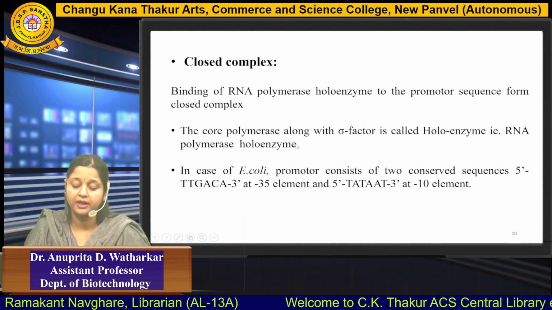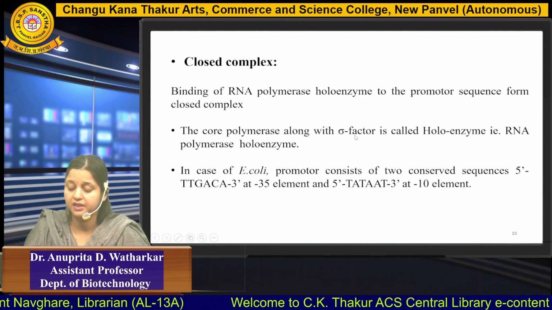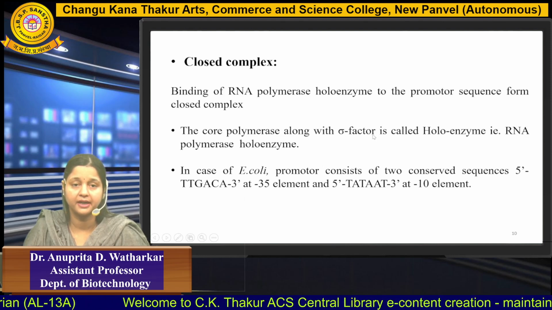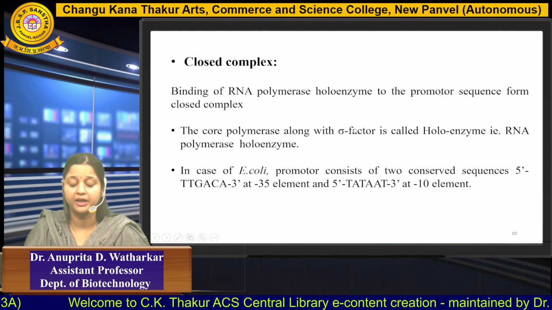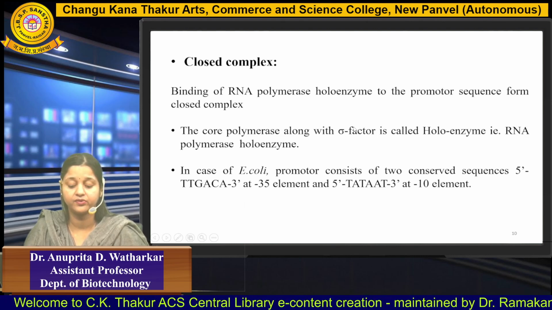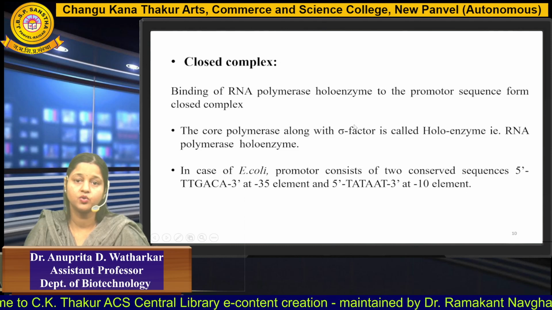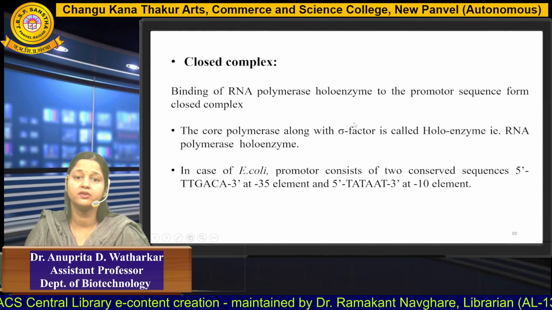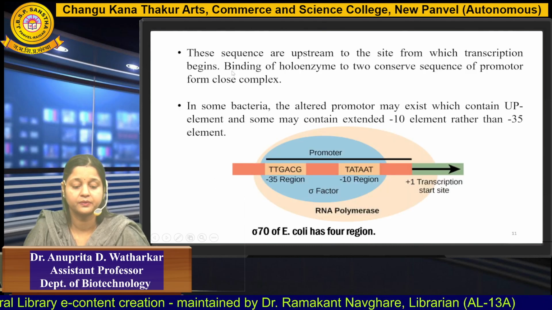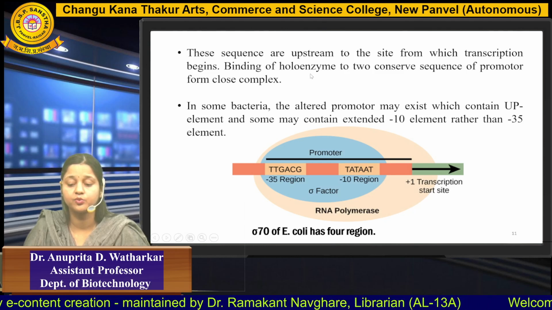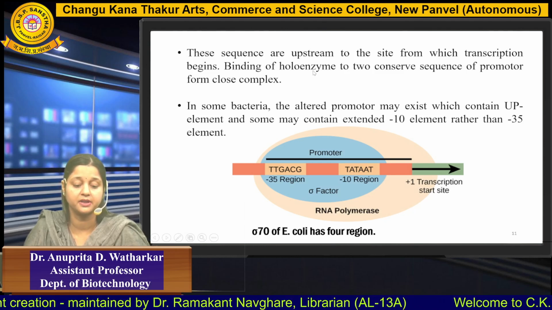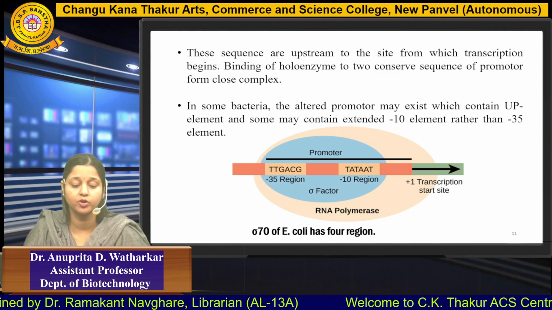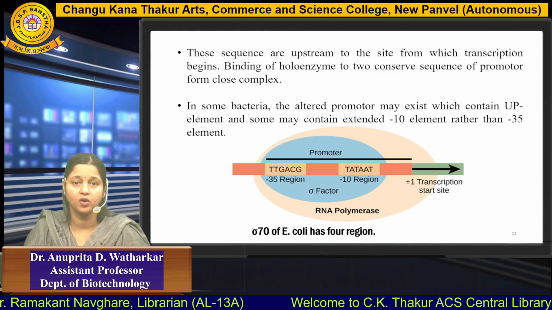In case of E. coli, the promoter consists of two conserved sequences: 5' TTGACA 3' at the minus 35 element and 5' TATAAT 3' at the minus 10 element. So at the minus 10 and minus 35 locations, two conserved sequences are present. These sequences are upstream to the site from which transcription begins. Binding of the holoenzyme to the two conserved sequences of the promoter forms the closed binary complex.